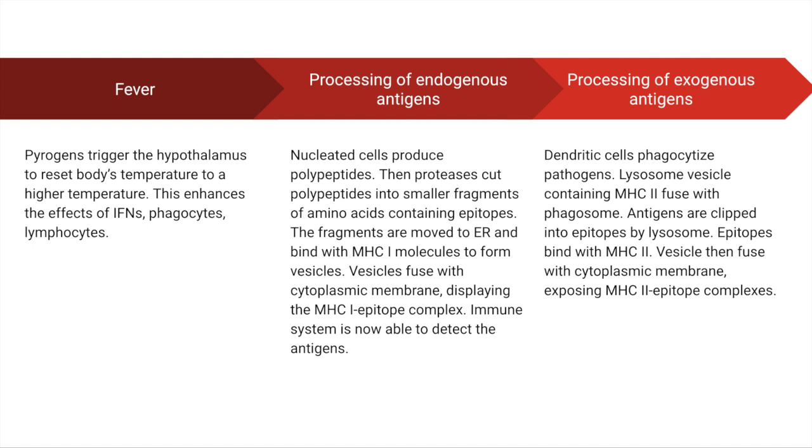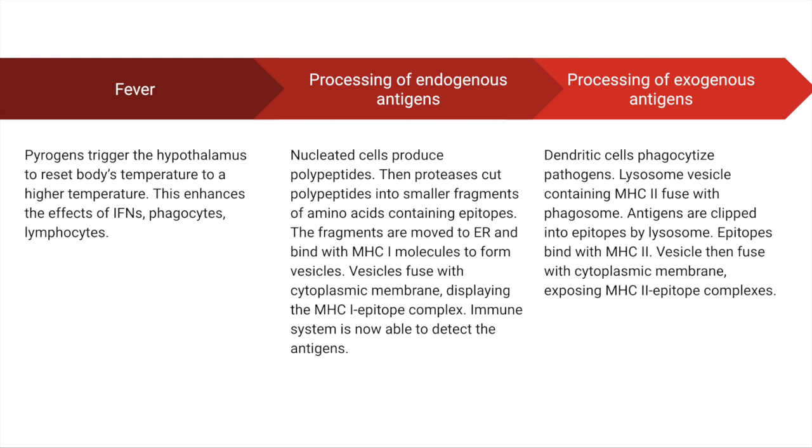The fragments are then moved to the endoplasmic reticulum and bind with the major histocompatibility complex, which is a cluster of genes. The fragments will bind with MHC I molecules to form vesicles. These vesicles will then fuse with the cytoplasmic membrane of the cell, which will then display the complex of MHC I with the epitope. The immune system is now able to detect the antigens that are being presented.